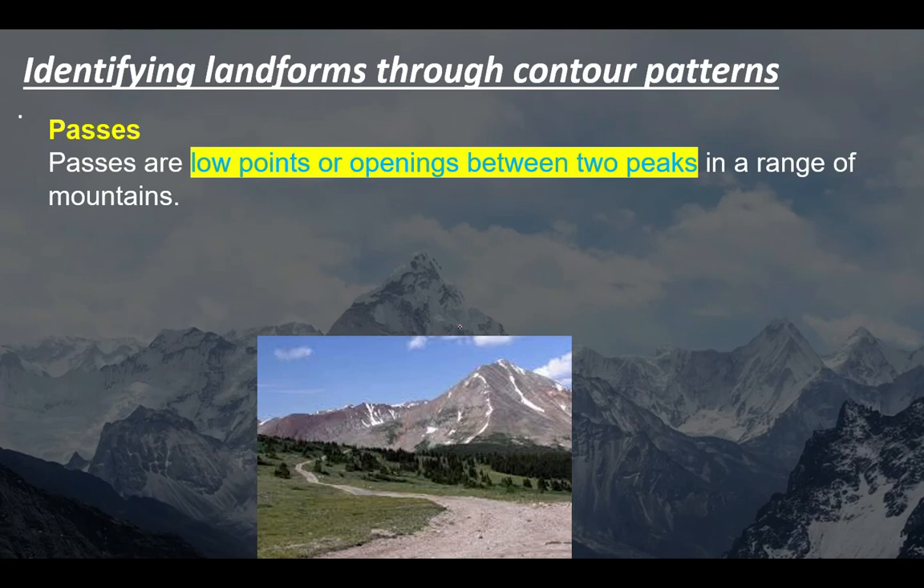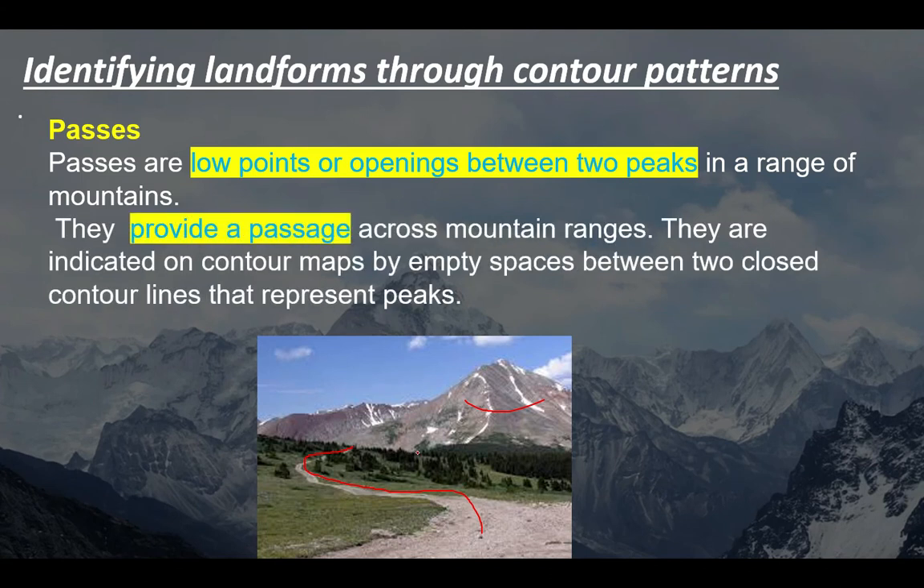Next one, passes. What is a pass? This is the path, just like a path. Passes are low points or openings between two peaks. Here is one peak, and one peak here is hidden. So these are the passes in the range of mountains. They provide passage across the mountain ranges. They are indicated on contour maps by empty spaces between two closed contour lines that represent peaks.